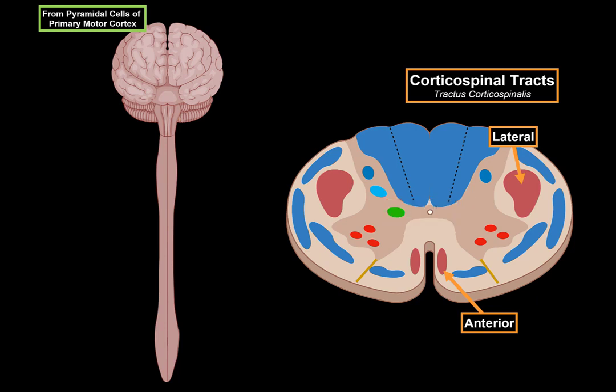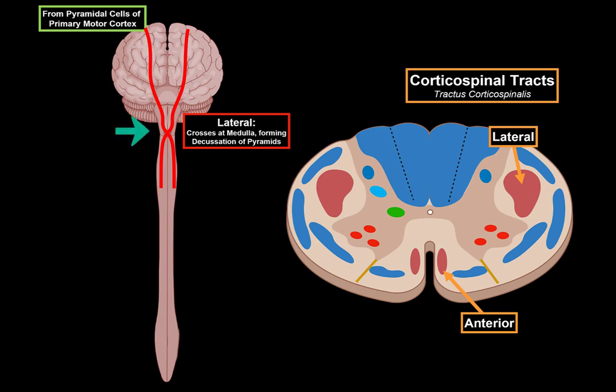Alright, so the lateral corticospinal tract starts off at the cortex, and then they descend, but they decussate at the medulla oblongata, meaning they cross to the other side, as you see here at the medulla oblongata, and form the decussation of pyramids. And then they descend further as the lateral corticospinal tract in the spinal cord and synapse with the motor nuclei. The anterior corticospinal tract is a little bit different in that they descend without crossing.